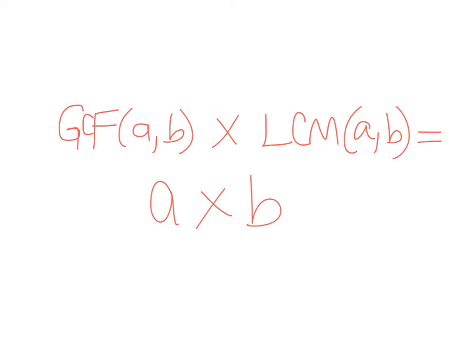So I can use that to come up with two formulas. If I need to find the greatest common factor, I'm just going to find the product of the two numbers and divide by the lowest common multiple if I know it. If I want to find the lowest common multiple, I'm just going to multiply the two numbers and divide by the greatest common factor. So let's look at an example here. It says find the greatest common factor of 24 and 88, and then use that to find the lowest common multiple.